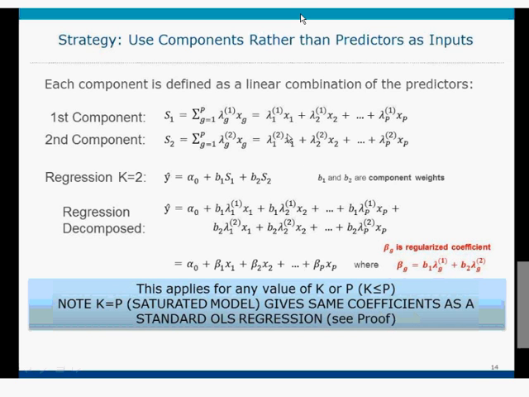Now, in the case of k less than p, we're imposing some regularization. The lower the value of k, the more regularization we're imposing. So we could have a 5-component model, which imposes a little bit of regularization on the 6 predictors. Or we could have 4 components, 3 components, 2 components, or 1 component, with 1 component imposing the most regularization. Now let's look at a simple proof for the claim I made that it's equivalent to least squares regression.